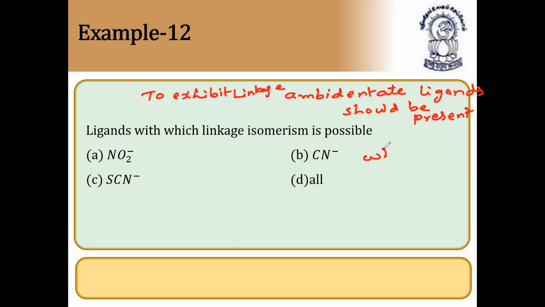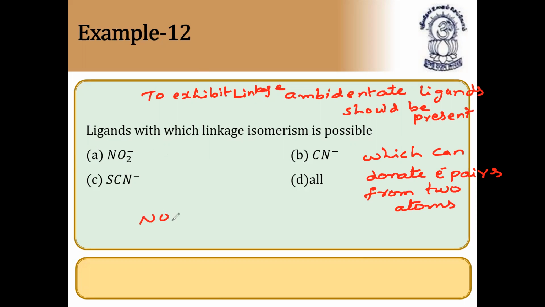Ambidentate ligands can donate electron pairs from two atoms. So in this case, we have NO2 minus. The donation is from nitrogen, or you can write the same thing as ONO minus, where the donation is from oxygen. So this is an ambidentate ligand.